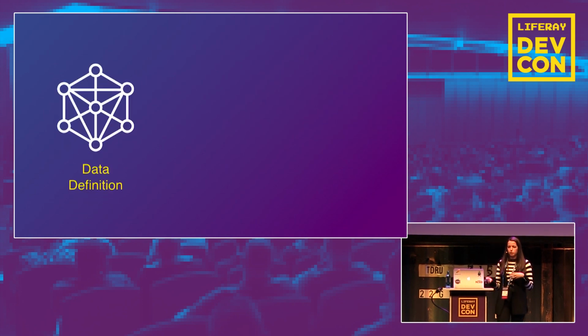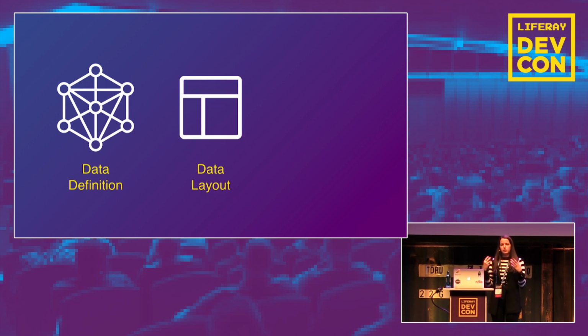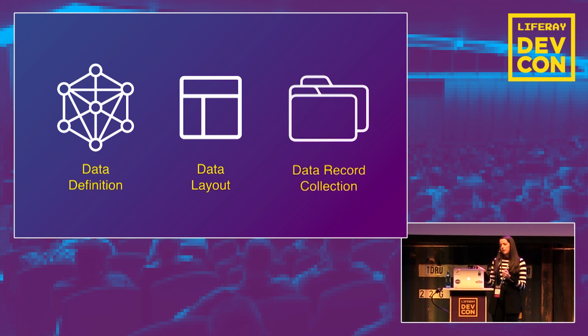And here I'm going to introduce some concepts of Data Engine, like the data definition. That is your basic data; it is your structure, which you're going to define. After, we're going to define our data layout, that is how we organize our data visually. And after, we will create our data record collection, which is going to organize our records.